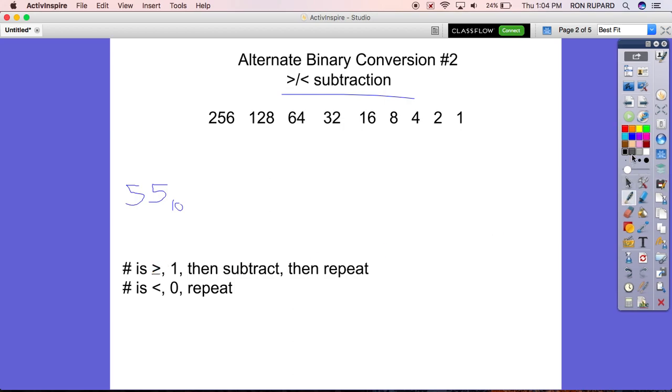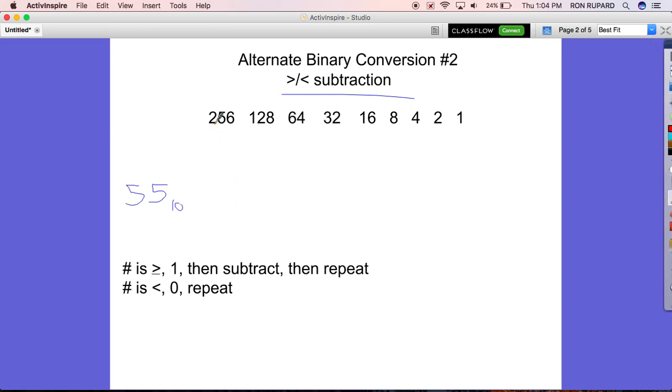So let's start with 55. Is 55 greater than or equal to 256? Actually, you don't have to do that. All the numbers that are bigger than 55 we won't use. We could technically start at 32, but it doesn't hurt to go through the steps. So 55 is less than 256, so we write a 0, then repeat. 55 is less than 128, so we write a 0, then repeat. 55 is less than 64, we write a 0, then repeat.